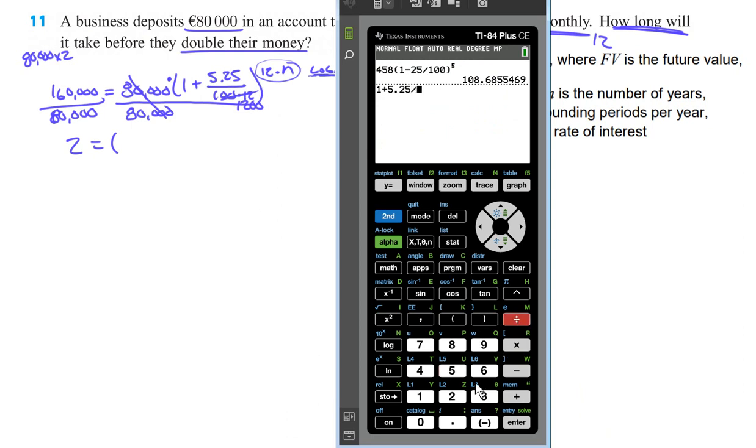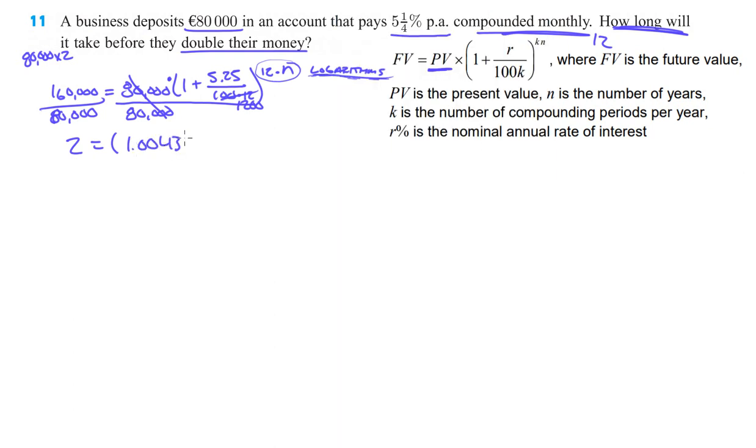Divided by 1200. And we got 1.004375, all to the 12n. Okay, now this 2 is significant because guess what? That is the double piece.